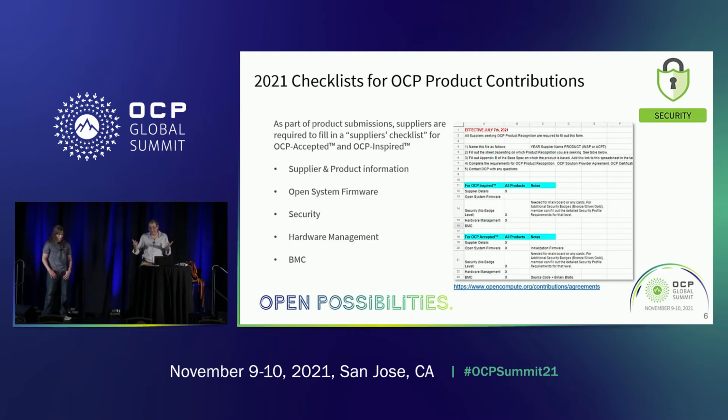You describe the product, obviously, but then you also describe what you do around various projects or initiatives that are happening in OCP. Things like open system firmware, security, hardware management, the BMC. You have to disclose a lot of information about the system that you are applying for to be OCP Accepted. And within that checklist, security is there, and that's what we are going to talk about today. From the security perspective, what you need to disclose, what you need to tell the community, or OCP, so that we know what to expect from your system when it comes to security.